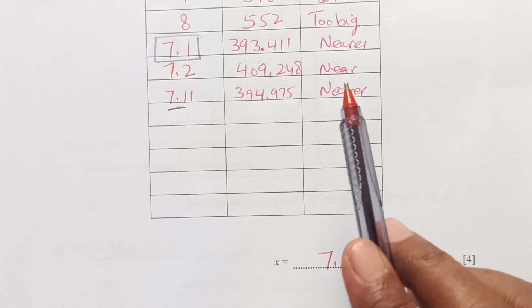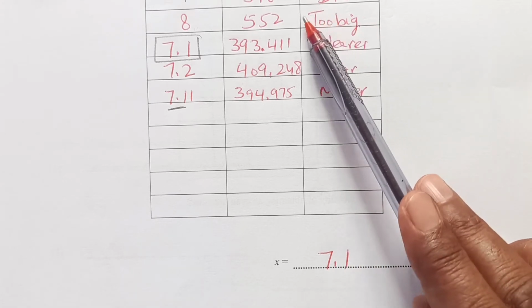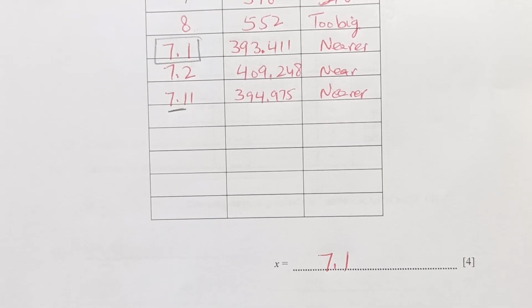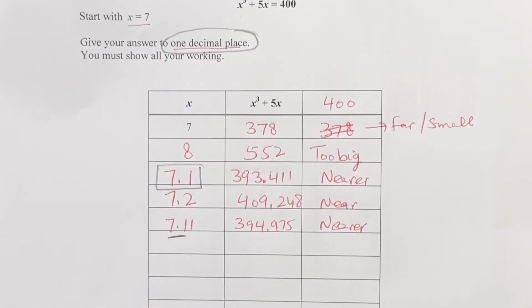So you must try these values. You need at least 4 to 5 points for the trials, then you can come to the conclusion for your answer, right?